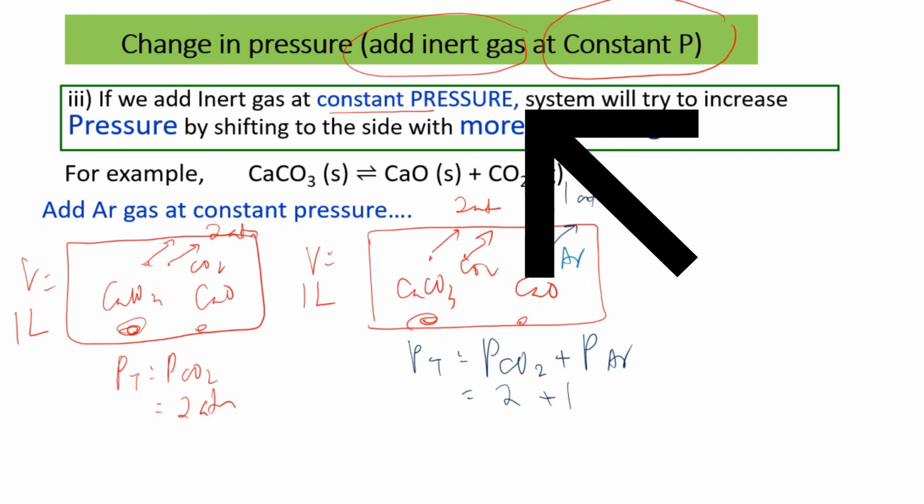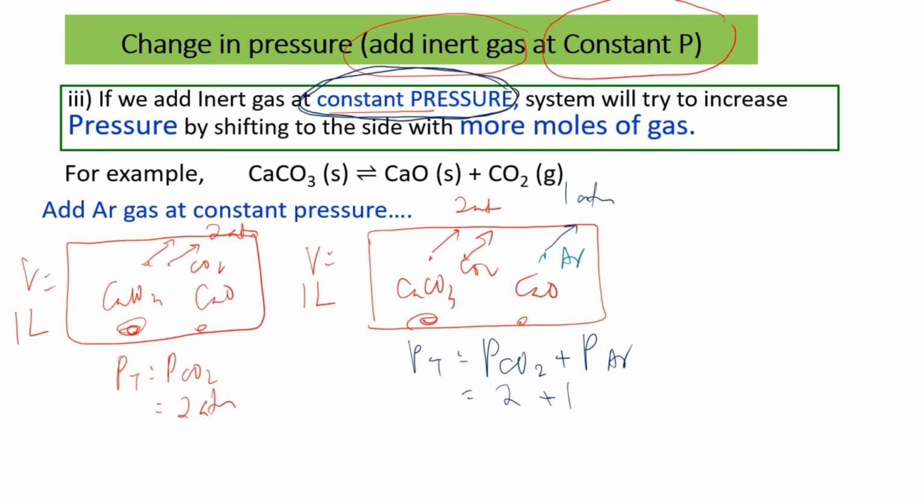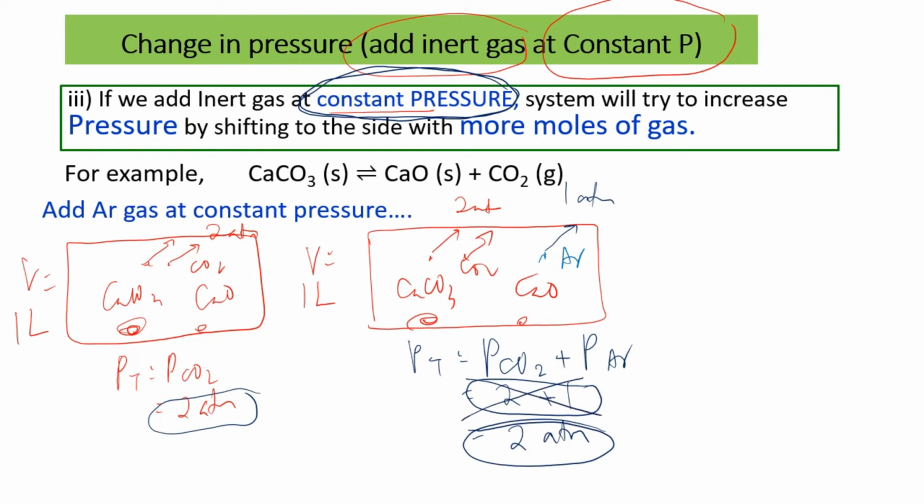But the question says we have to fix the pressure. What do you mean by fixing the pressure? Just now the pressure was 2 atm. So now you must make sure this is also 2 atm. So this is what we are talking about. Constant pressure. We need to fix the pressure at 2 atm before and after adding the argon gas.